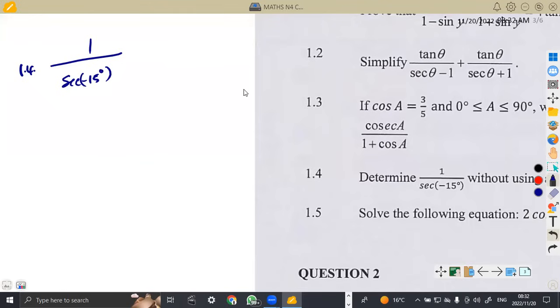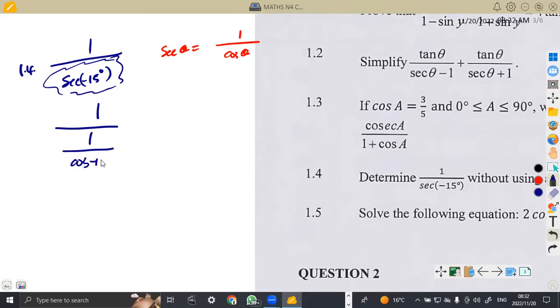Okay, so the first thing is, where do we have sec? That's the first thing, sec. Okay, so sec is equivalent to what? We know that sec theta is actually equivalent to 1 over cos of theta. So this part that we see here is the same as 1 over. Then we have sec minus 15, which is 1 over cos minus 15 degrees, like that.